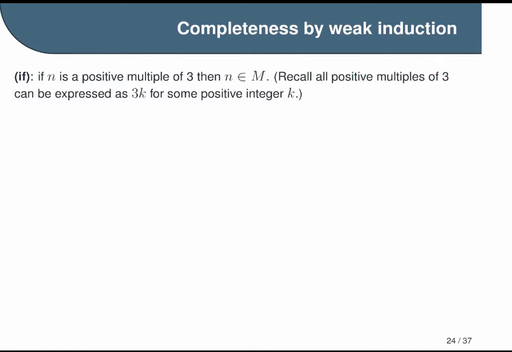So first, we'll leave ourselves just a reminder of the definition of a positive multiple of 3 and a note that we can always express these as 3k for some positive integer k. Then, just to be extremely clear, I'm going to state explicitly that the method I'm going to use is to prove by weak induction on k that 3k is in the set M.